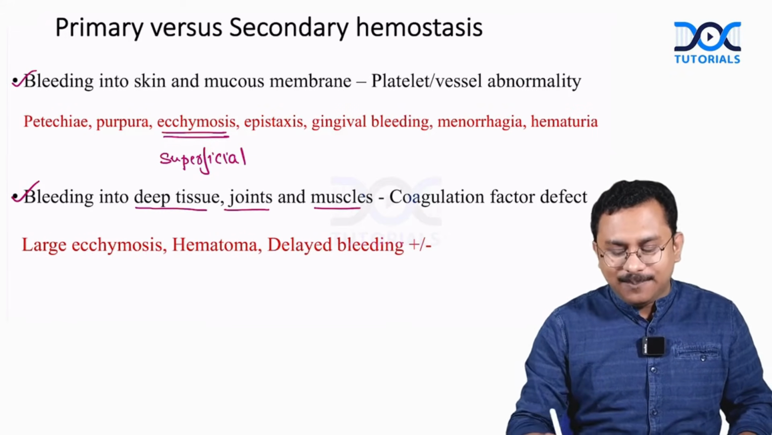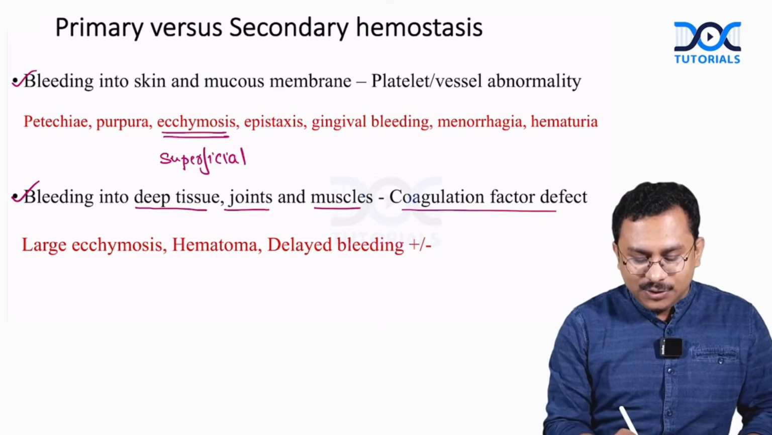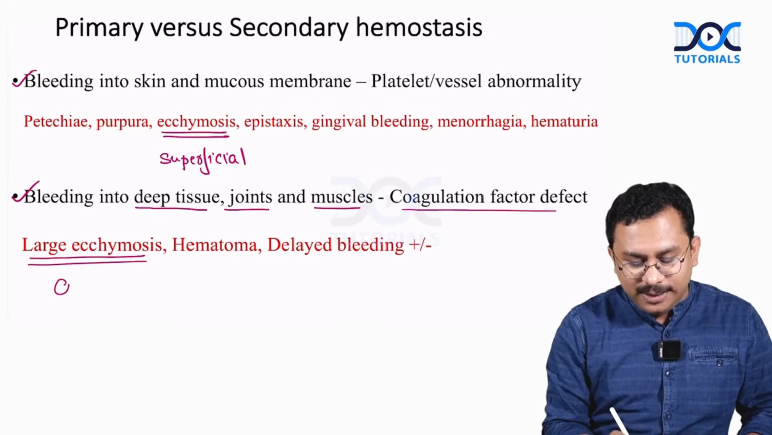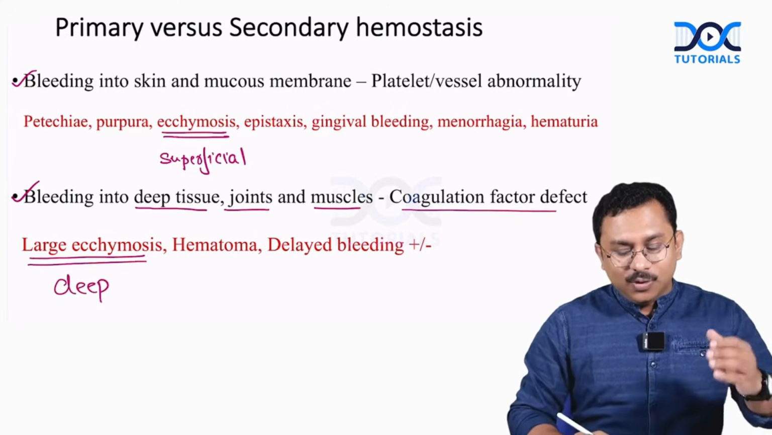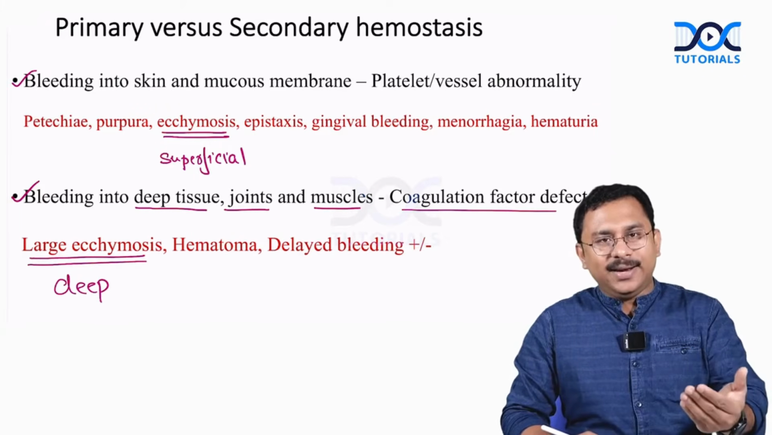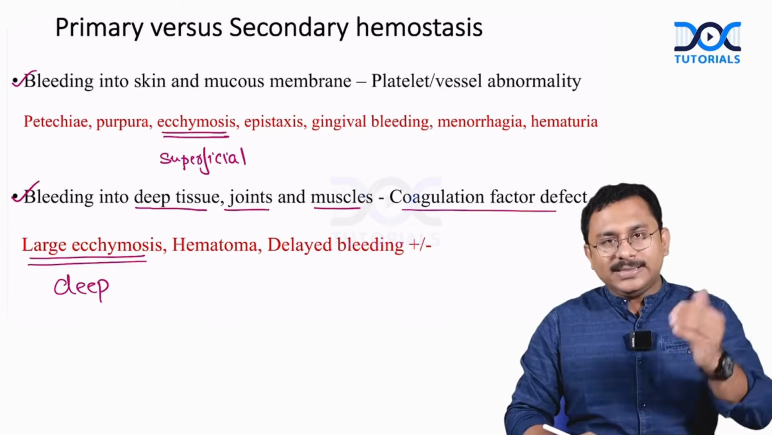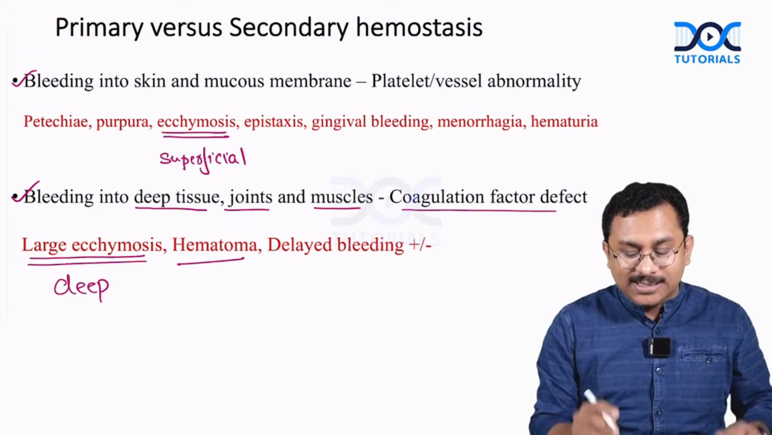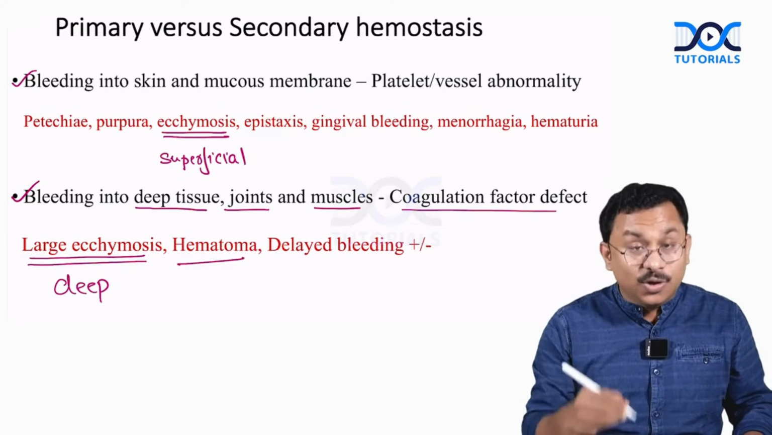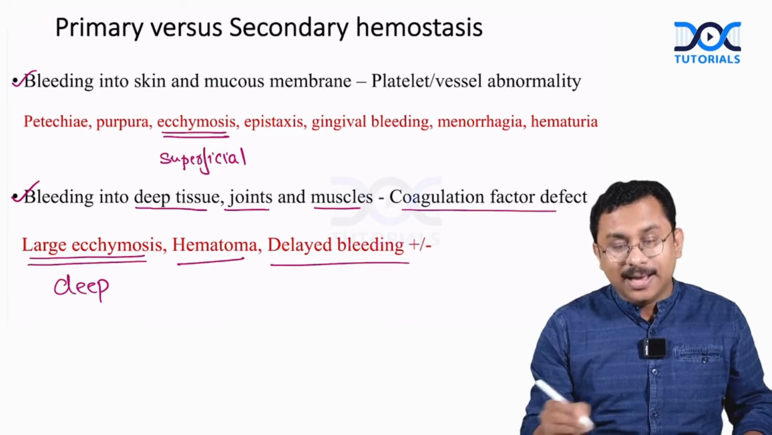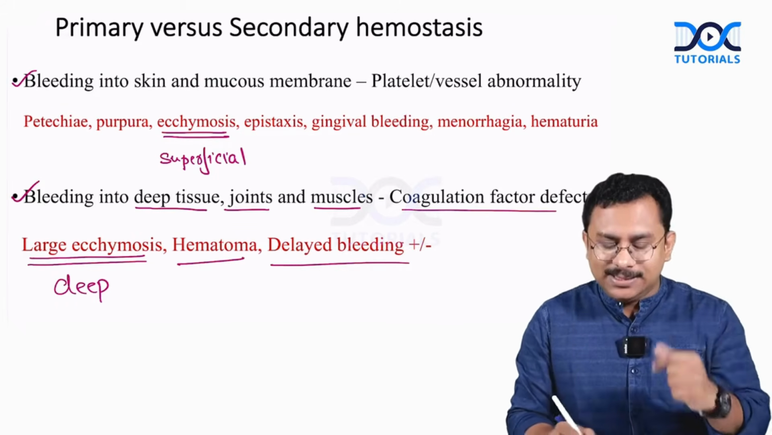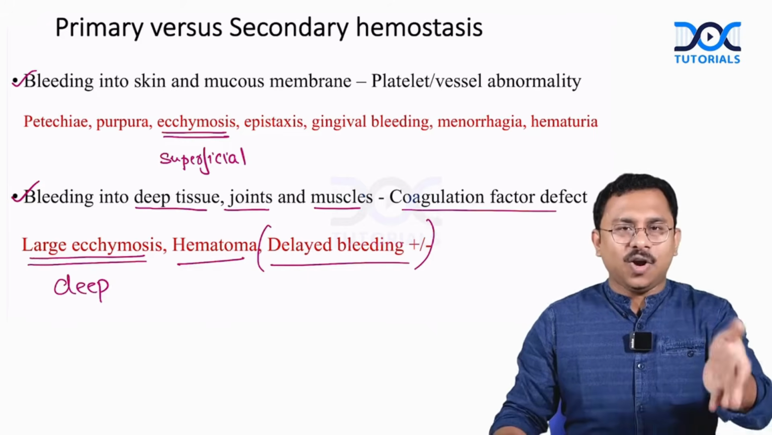This is what happens in a coagulation factor defect. So you get large, often deep ecchymosis. Ecchymosis can be there in a primary hemostatic defect and a secondary hemostatic defect, but it's often deep in case of a secondary hemostatic defect. You can have large hematomas, hematomas into the joints, hematomas into the muscle, and you can have delayed bleeding. This is important.